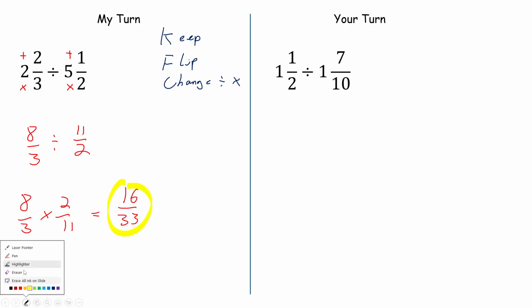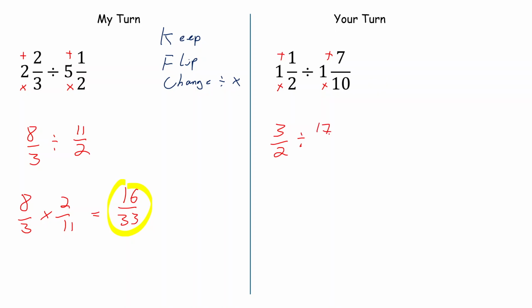And the second one, same idea again. Let's multiply those two together and add those, multiply those and add them. 2 by 1 is 2, add the 1 is 3, over 2. We are dividing by 10, add the 7, which is 17, over 10. And in KFC, keep the first fraction the same, change your sign, flip the second fraction, so 10 over 17.